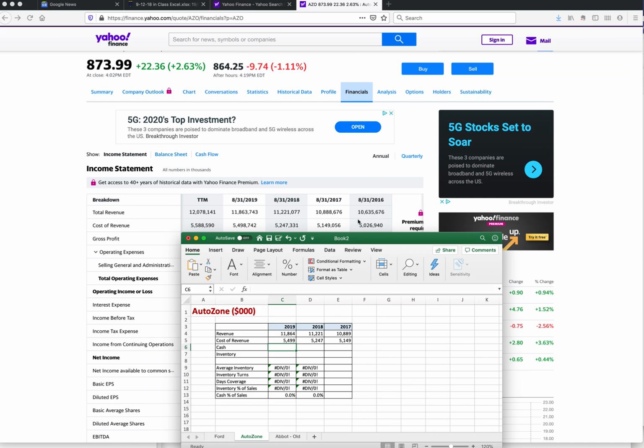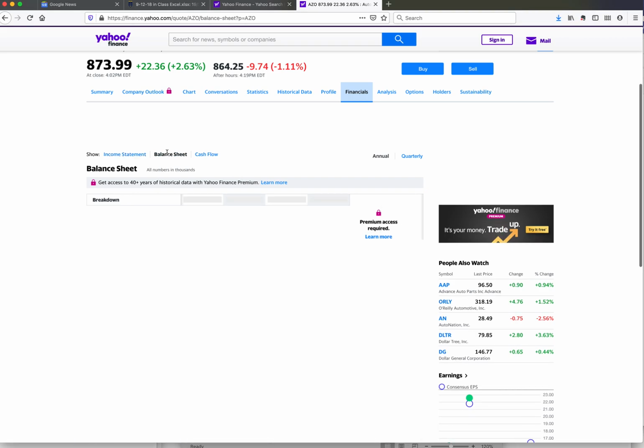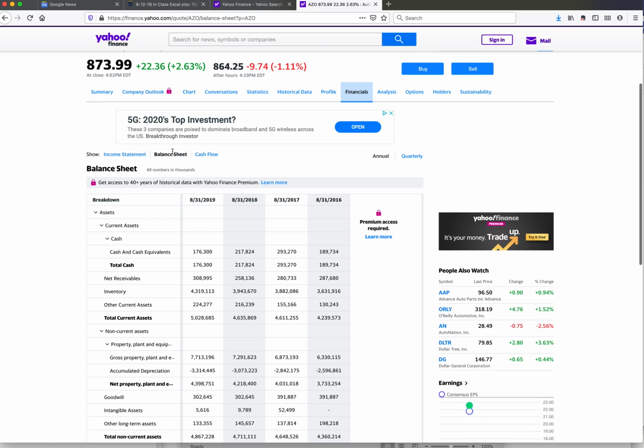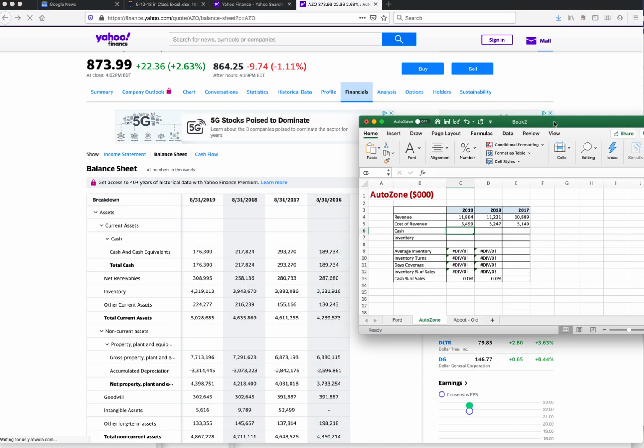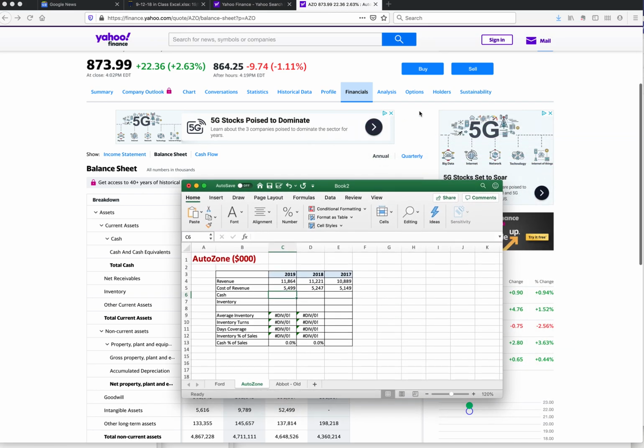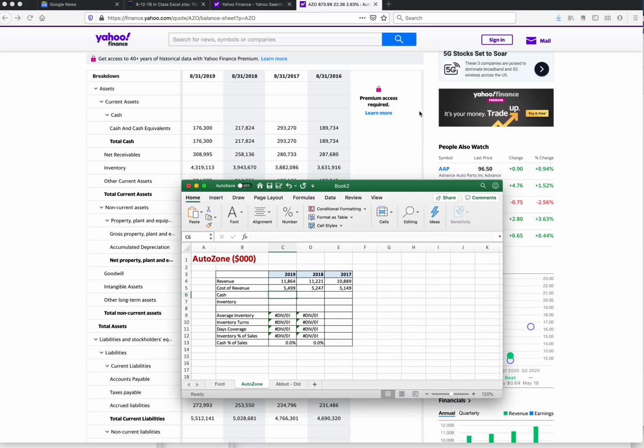And now I've got to do my inventories and cash. So I go to the balance sheet. What do I want to look at here? Let's move this up. Cash, total cash. Here there's only one line for cash and cash equivalents, total cash. So let's use total cash here. 176,300.